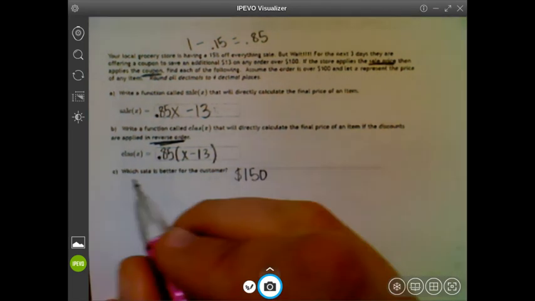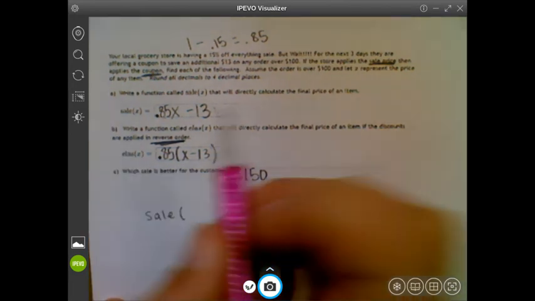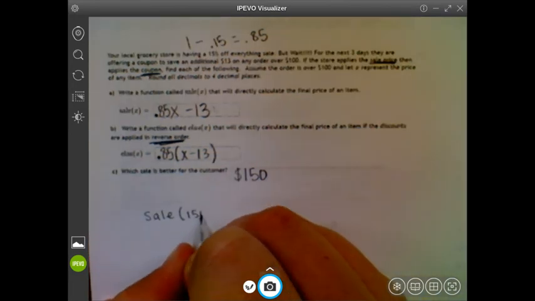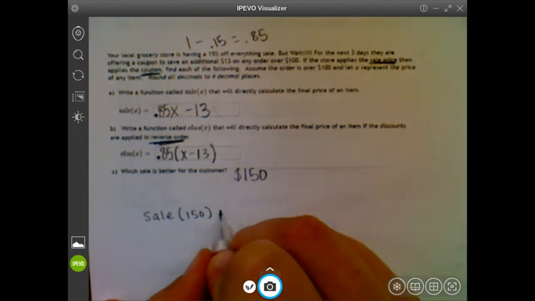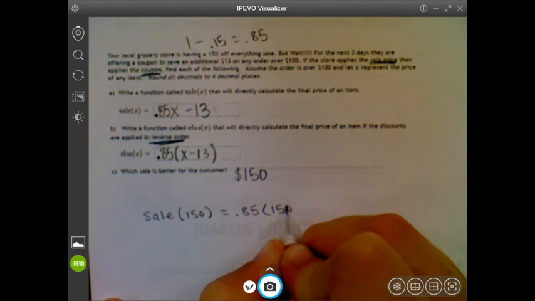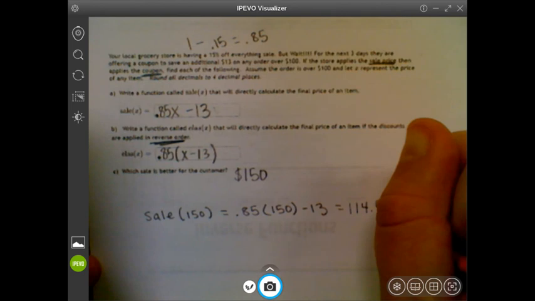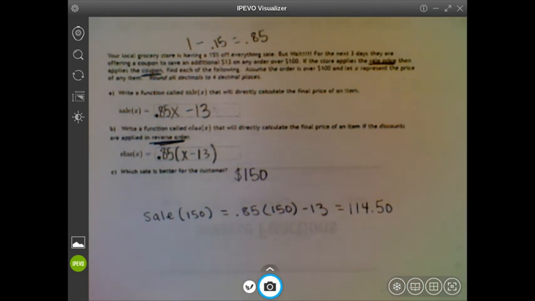All right, so here's the first one, the sale price. If I put 150 into this function, I'm going to have 0.85 times 150 minus 13. Calculating that value, we have $114.50 is how much that item would cost me.